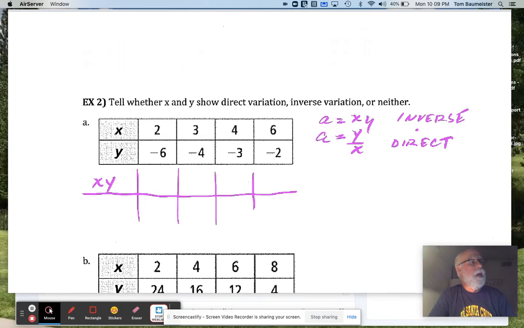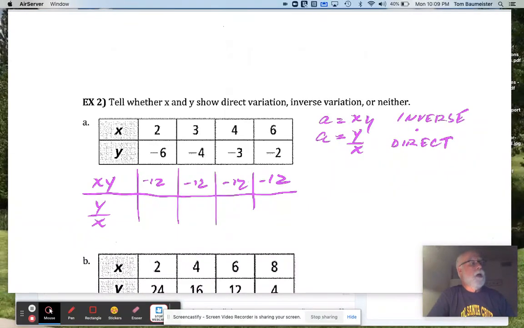All right, so we're going to look at x times y, and we're going to look at y over x. And again, one of those is our a, and if we get the same thing, they're constant, and that means it will be one of the two. So 2 times negative 6 is negative 12. 3 times negative 4 is negative 12. 4 times negative 3 is negative 12. And 6 times negative 2 is negative 12.